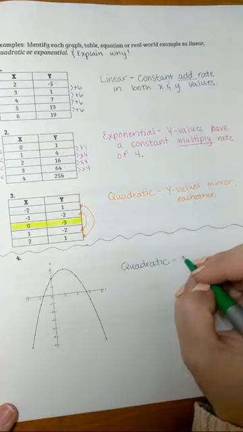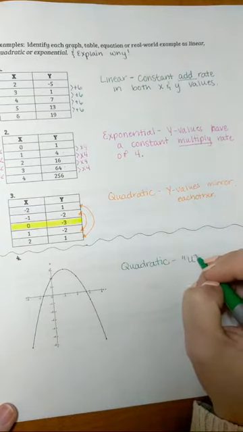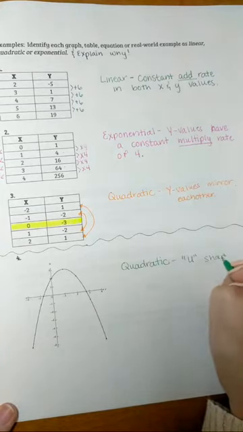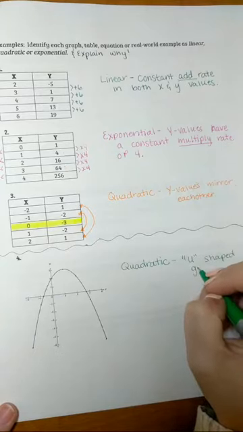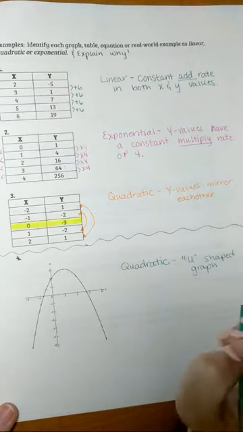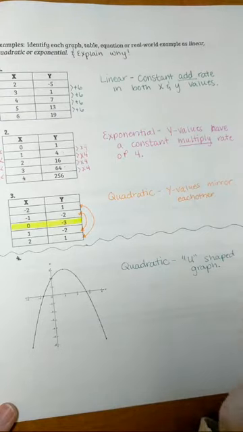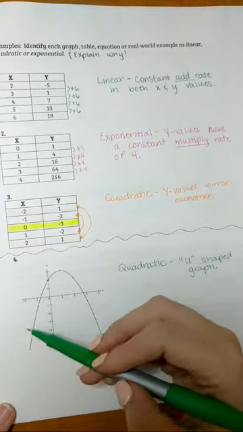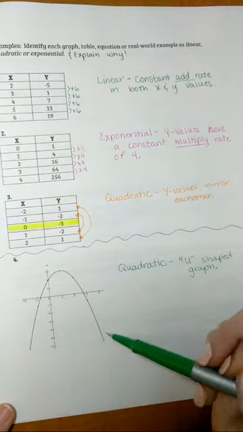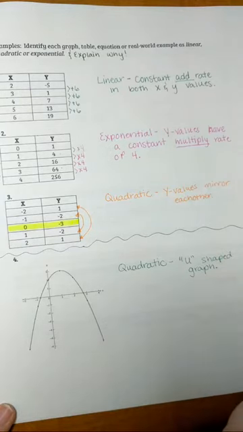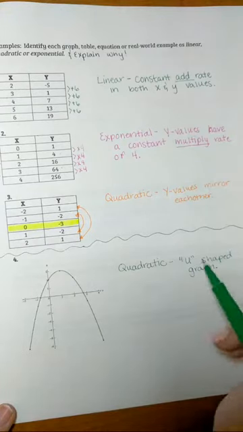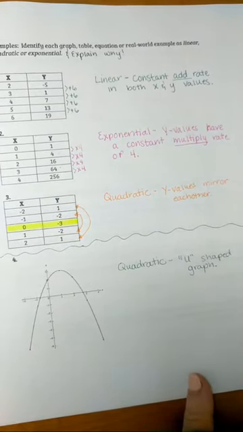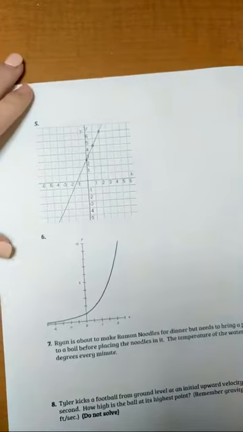So this is a U-shaped graph. Which, if you remember from that introduction video, we talked about the different shapes. And actually this one is an N, not a U, but you understand what I'm saying, which makes this one quadratic. Okay, we move on to the next page.